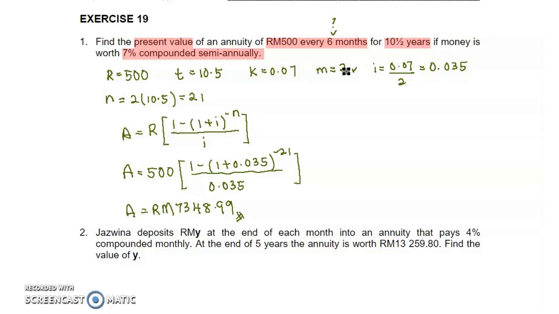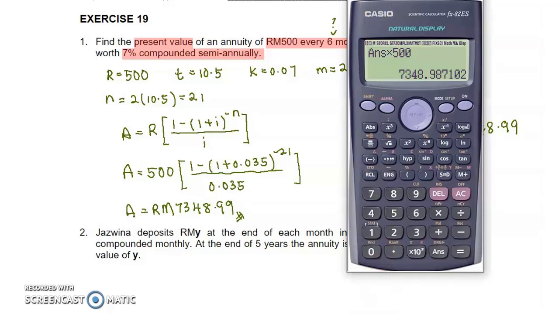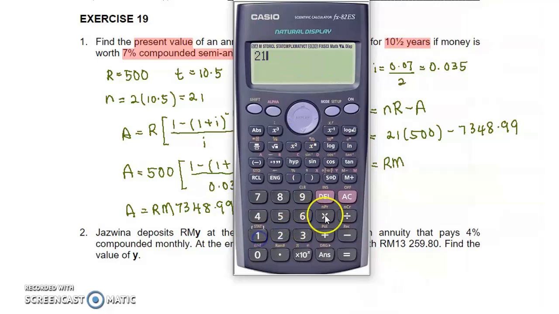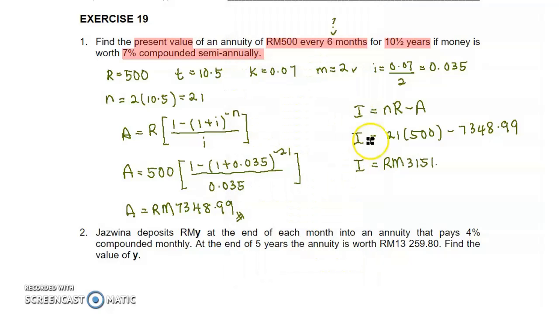Okay, if let's say the question asks you to find interest, now we have the present value. Interest based on present value equals NR minus A. So N is 21 times 500 minus 7348.99. Remember, interest cannot be negative. So 21 multiplied by 500 minus 7348.99 is 3151.01. Okay, that is the present value of annuity.